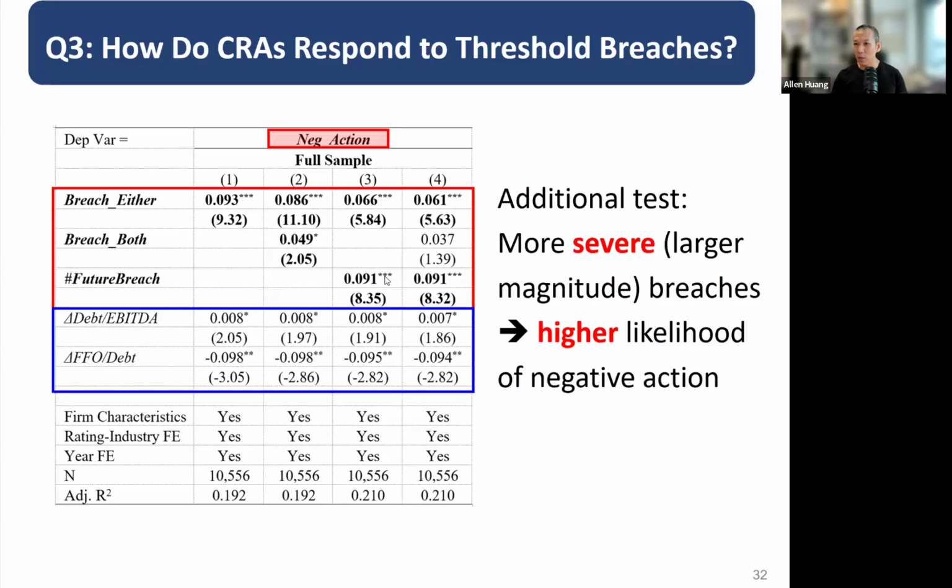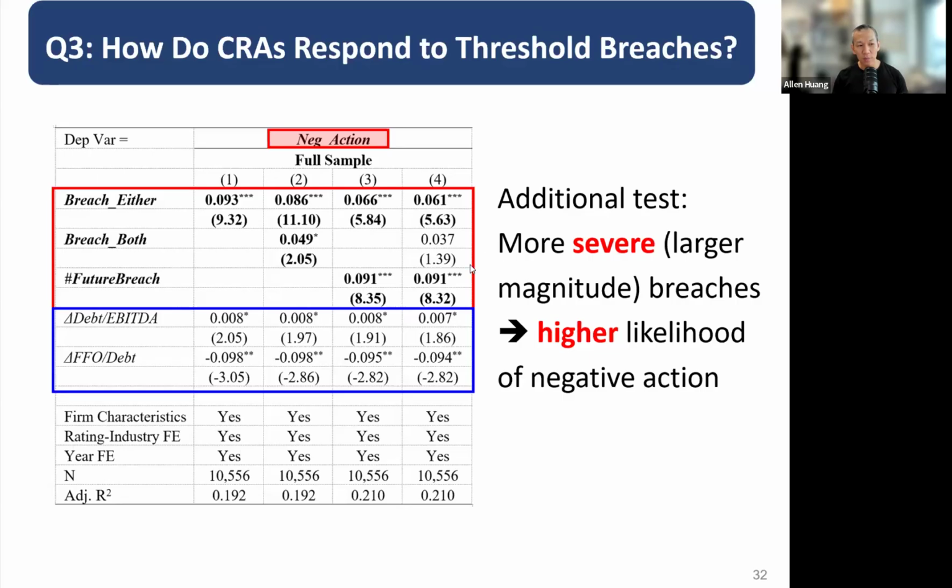In one additional test, we also look at how severely the firm has breached the thresholds. So we look at the magnitude of the breaches, and we see that when the firms breach the threshold to a larger magnitude, there's a higher likelihood of negative rating actions as well.